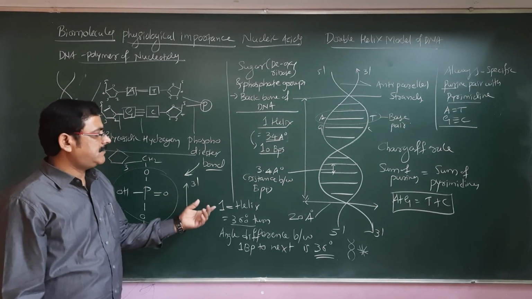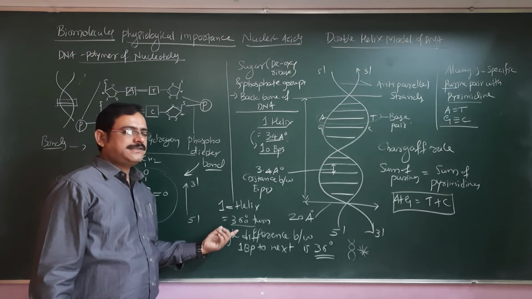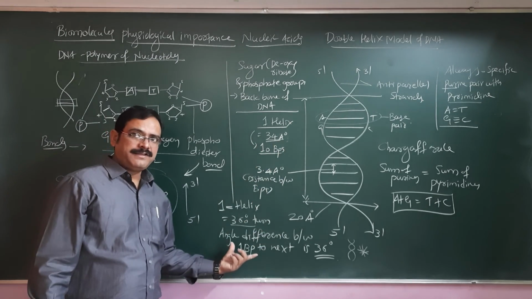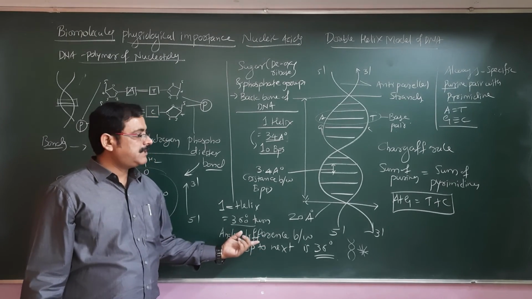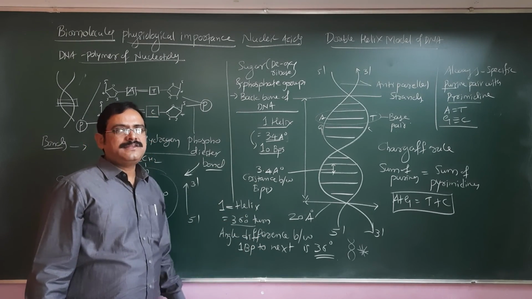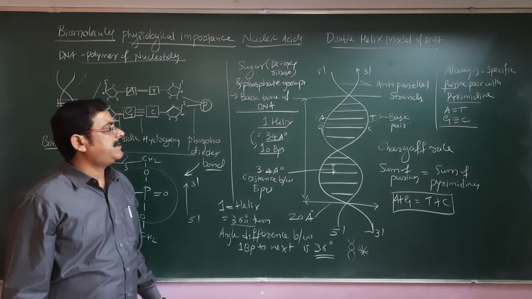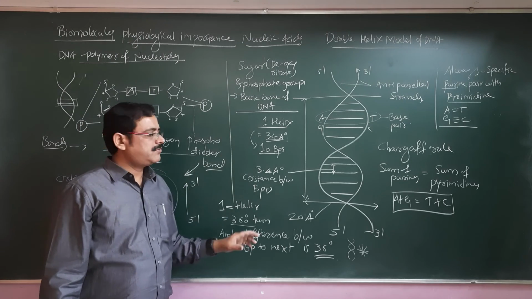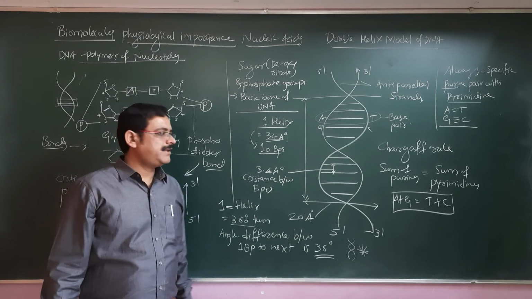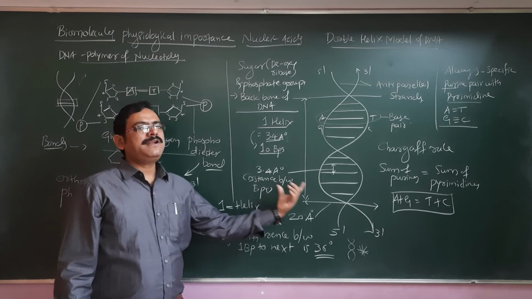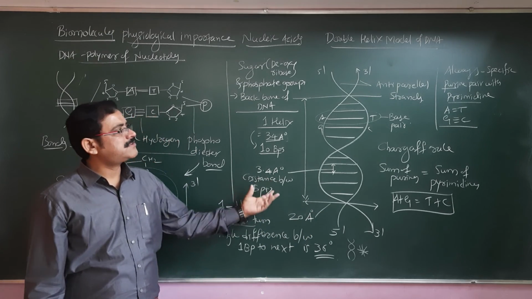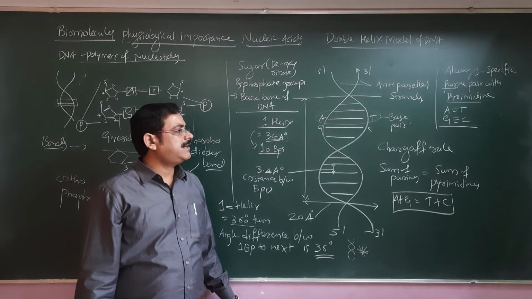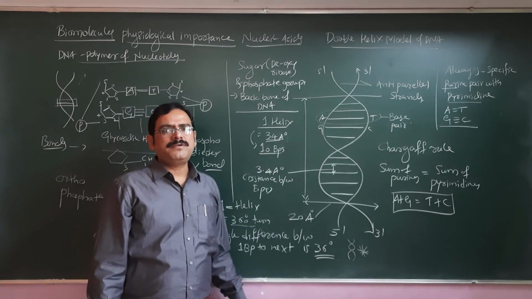So one helix means 10 base pairs and its total turn is a 360-degree angle. The angle difference between one pair and the next pair is 36 degrees only. So what is the total length of one helix? It is 10 base pairs and 34 angstrom. The distance between one base pair and the next is 3.4 angstrom. The diameter of the DNA is mainly 20 angstrom. And these strands are anti-parallel to one another, and these base pairs are called complementary base pairs.